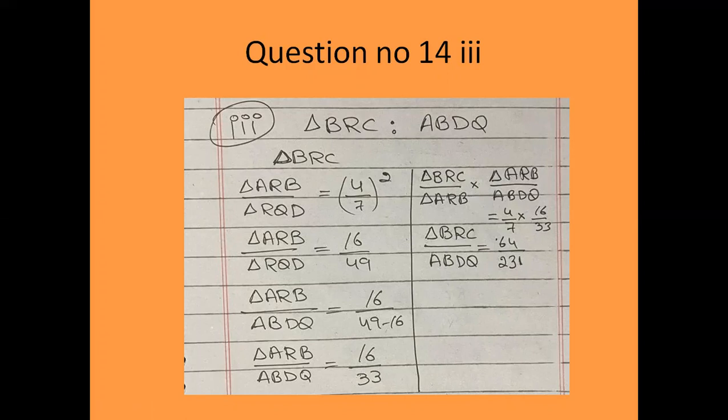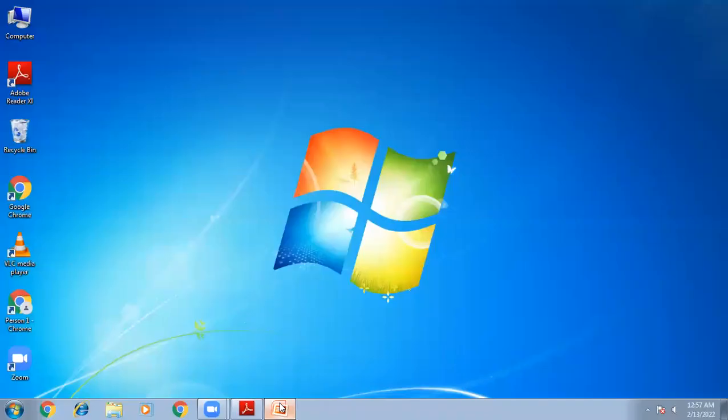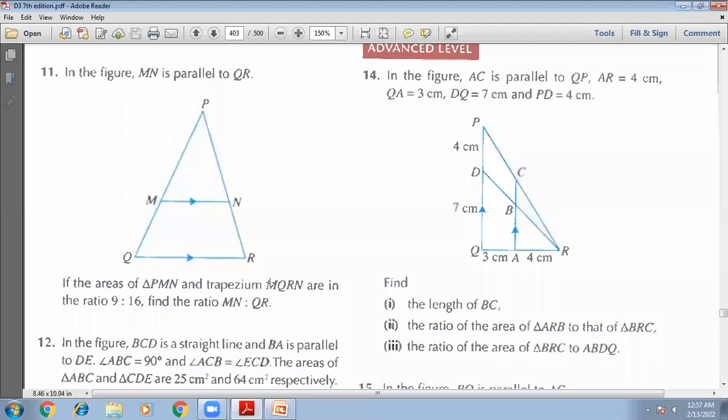It's a little heavy question for grade 9, but try to learn it. So here we go.